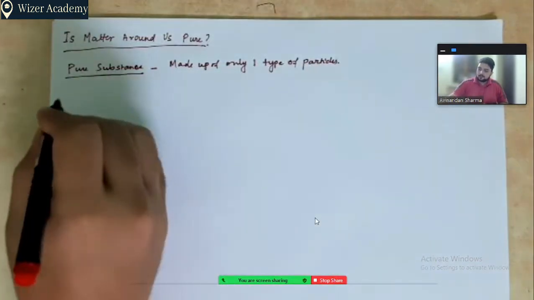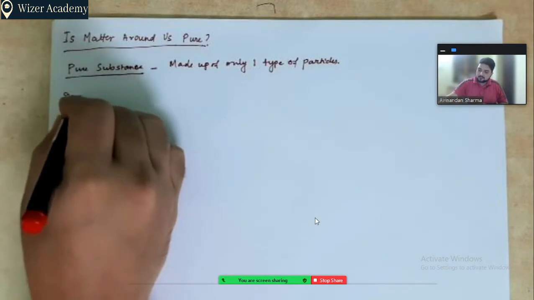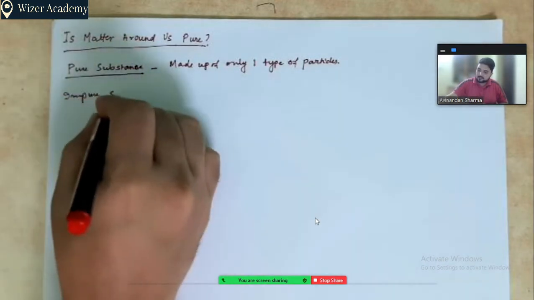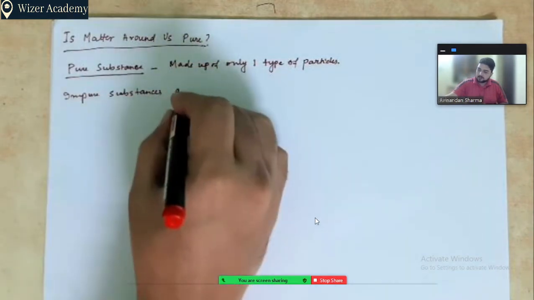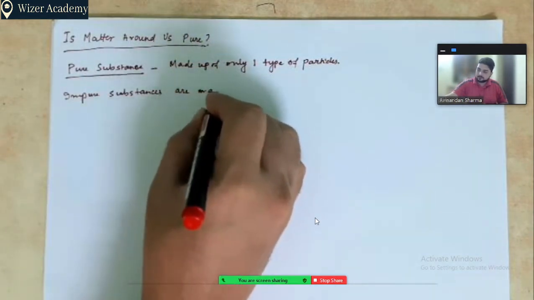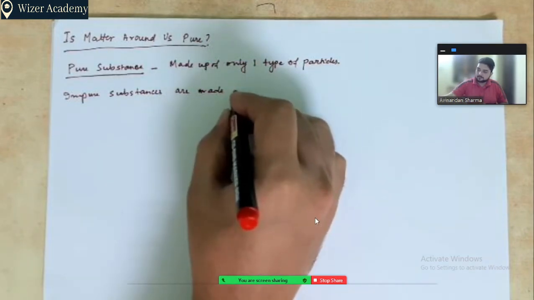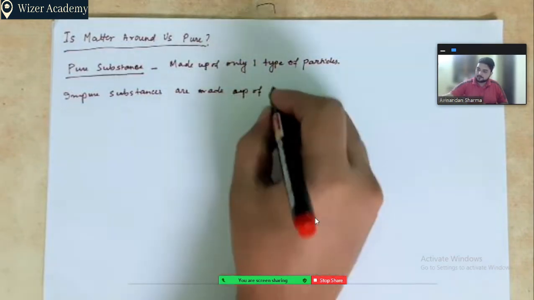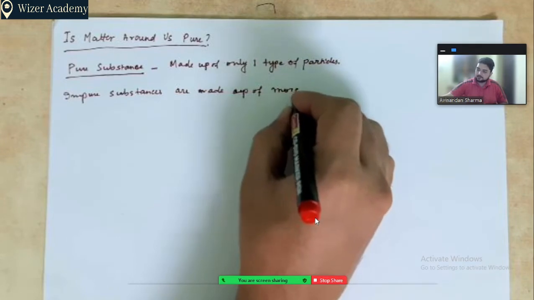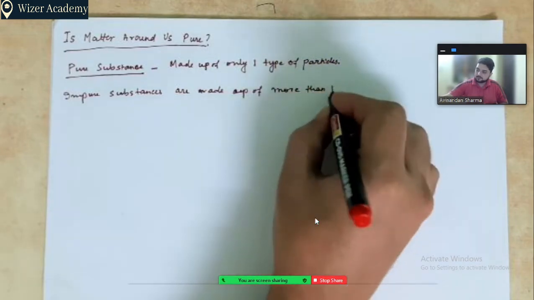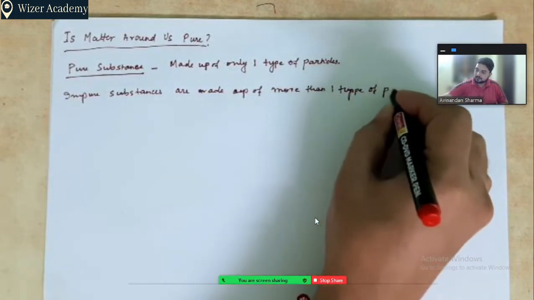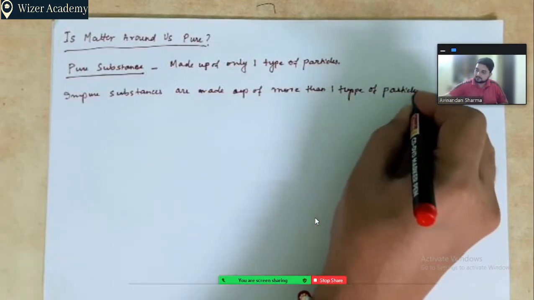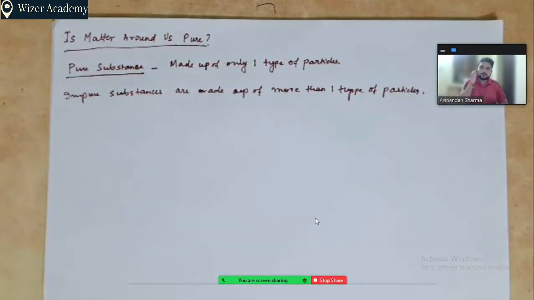Okay. What are the impure substances? Impure substances are made up of more than one type of particles. Okay, I hope that is clear for everyone.